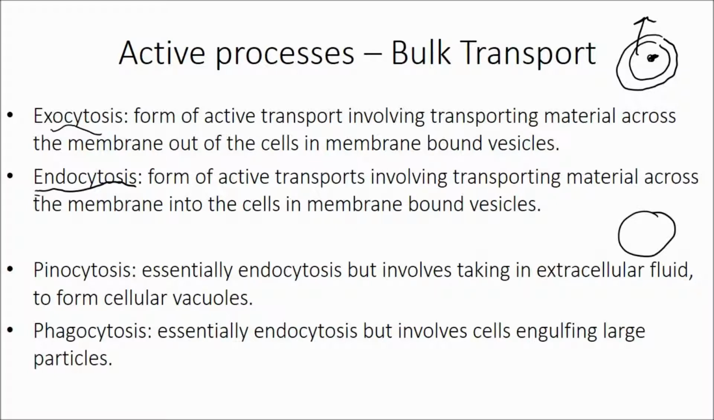This might be the case when we've got some ions or some important fluid that a particular cell might want, and so it brings it into the cell in the form of a little vacuole. Phagocytosis is essentially endocytosis again, but involves the cell engulfing large particles. For example, a white blood cell might engulf some large particles that are potentially harmful to the body so it can destroy them.